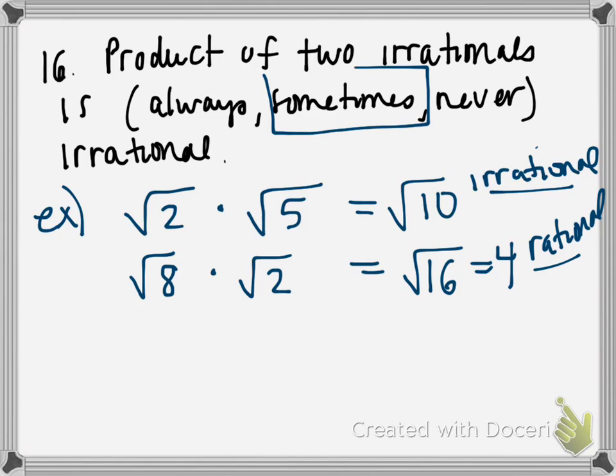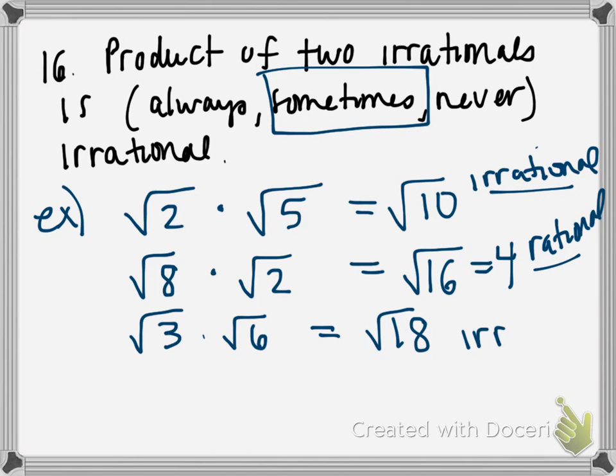So sometimes, and we need to provide 2 more examples. So let's pick another one where we're going to get irrational, like the square root of 3 times the square root of 6. That would be the square root of 18. This would be irrational because 18 is not a perfect square.